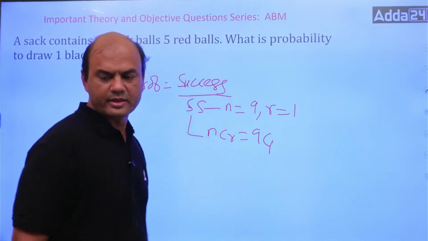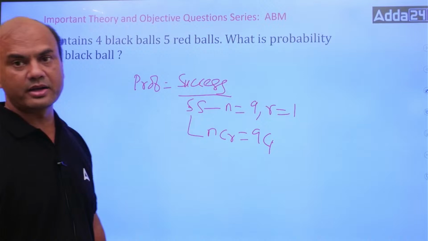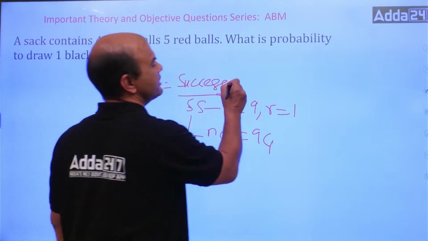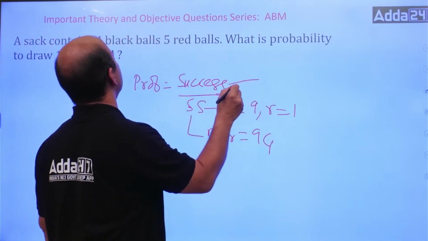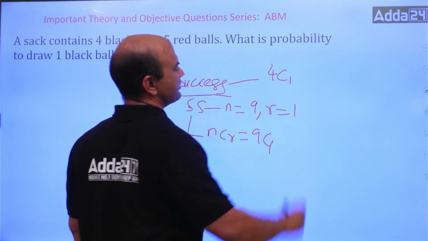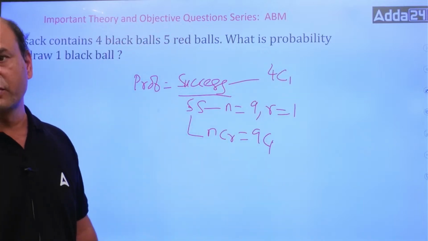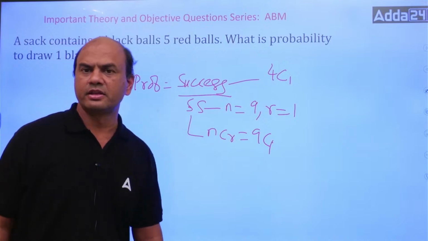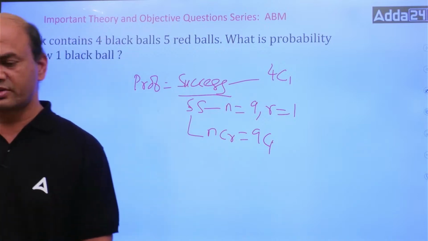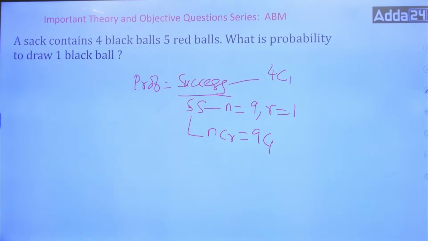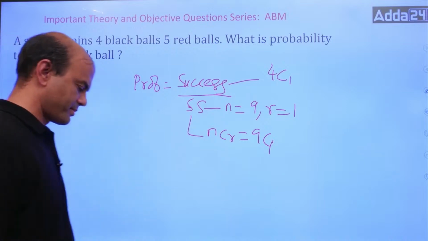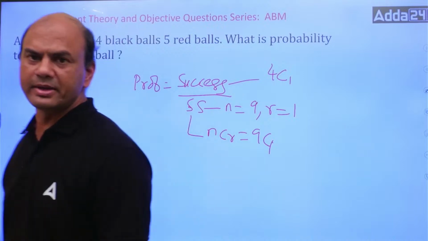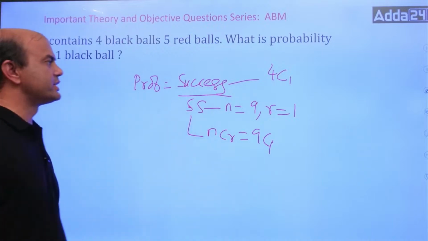Now what about the success numerator? You want to select 1 black ball. How many black are there? 4. So 4C1 divided by 9C1. Solve this everyone. Simple one. Get the answer. Try it. Let me see in the comment section what answer you are getting. What is the answer for this numerator?